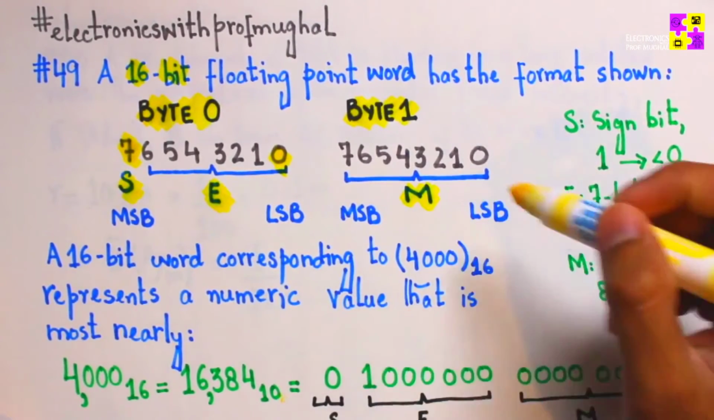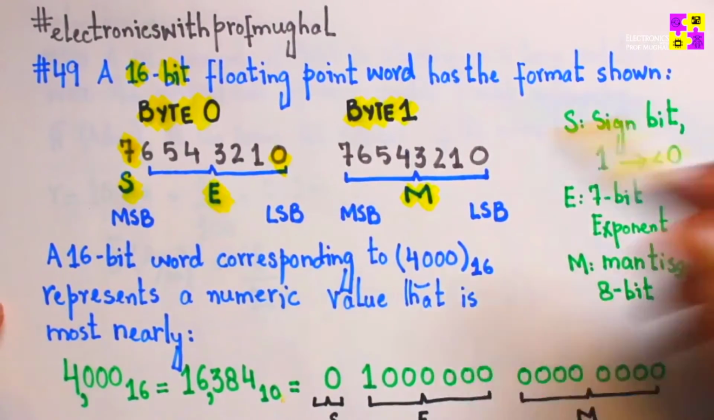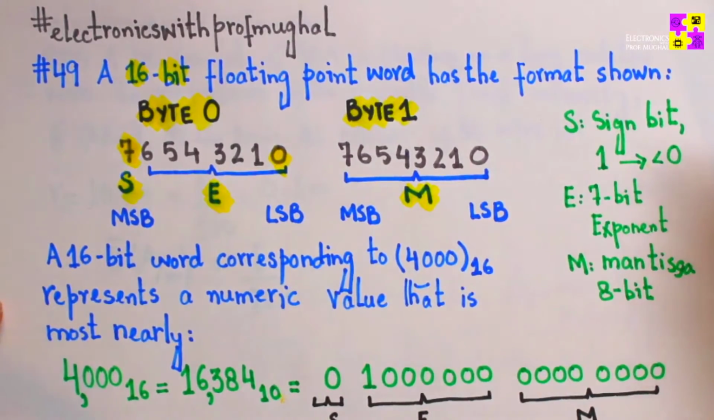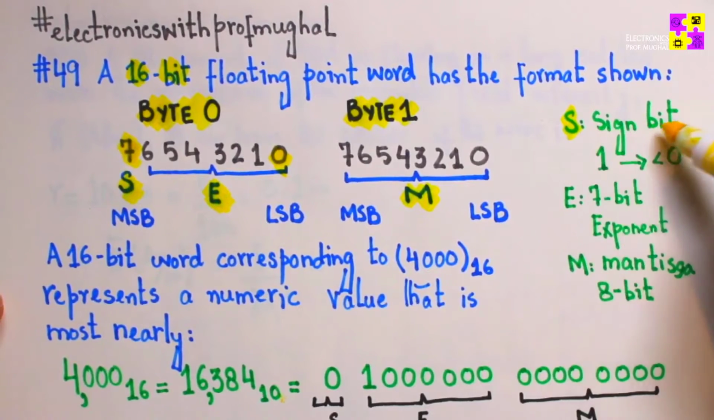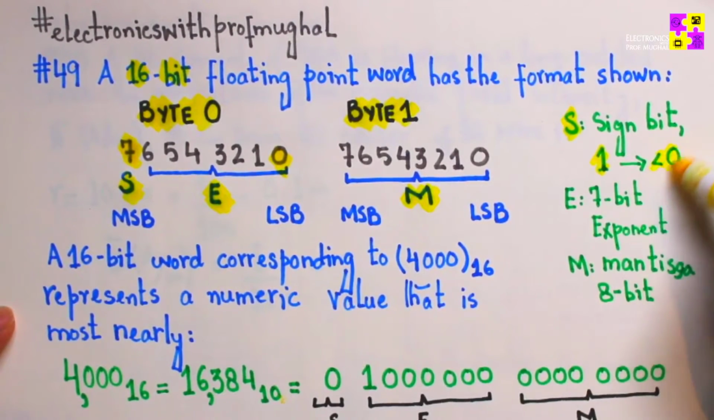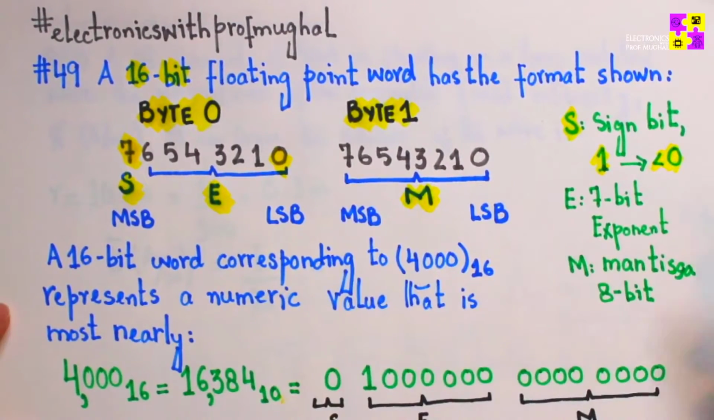Now, I don't want to get into what the sign bit or exponent is. I would assume that you have that knowledge. But for example, S is the sign bit, and if the sign bit is 1, that means the number is less than 0. The magnitude of this number is going to be less than 0.